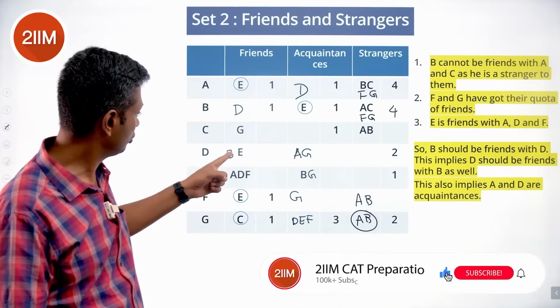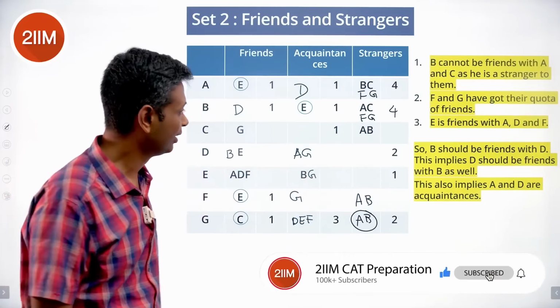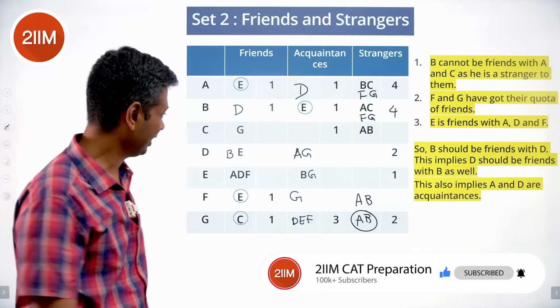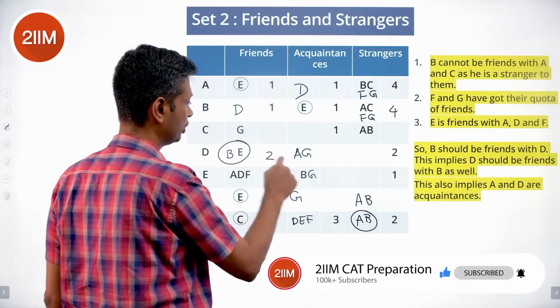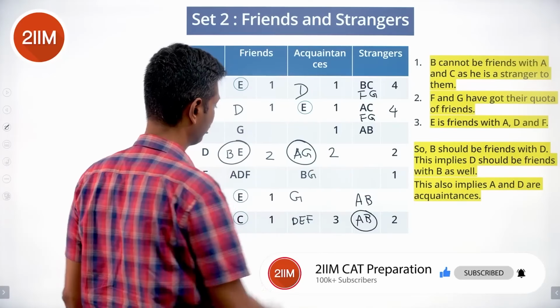Nice. So this is 2 here, 2 here. That number 2 is there. So 2 plus 2 plus 2 is 6. That means this is complete. Put a number 2 here. This is complete. Put a number 2 here.